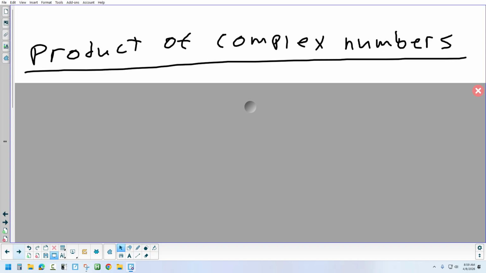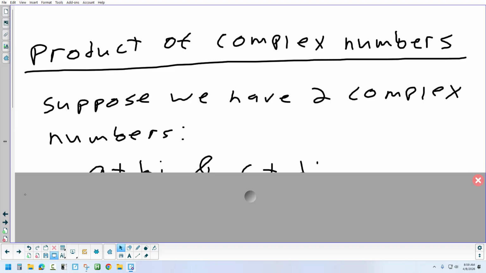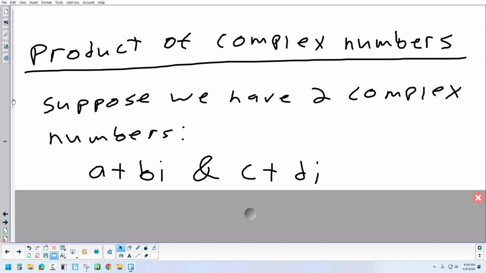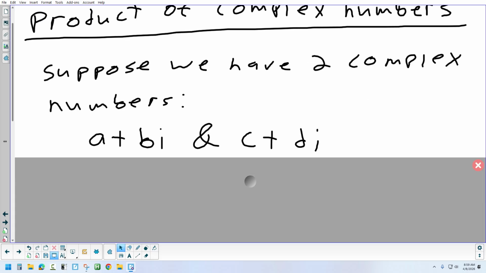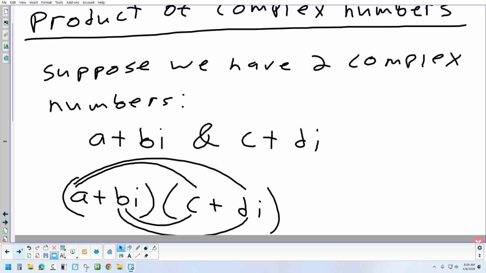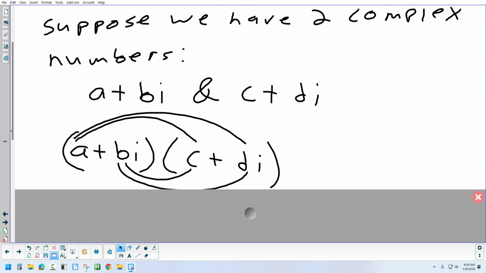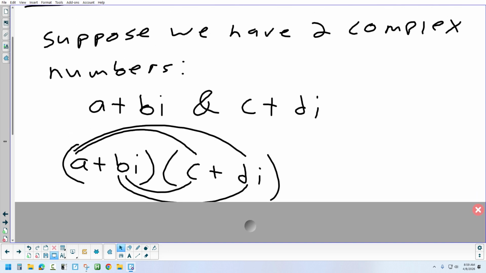All right, so we did addition, we did subtraction. Now we're going to look at multiplication and division. So multiplication. Let's say we had two complex numbers. Each number is going to have a real and an imaginary part. When you multiply them together, it's just like you would multiply with the distributive property. That's exactly what it is.